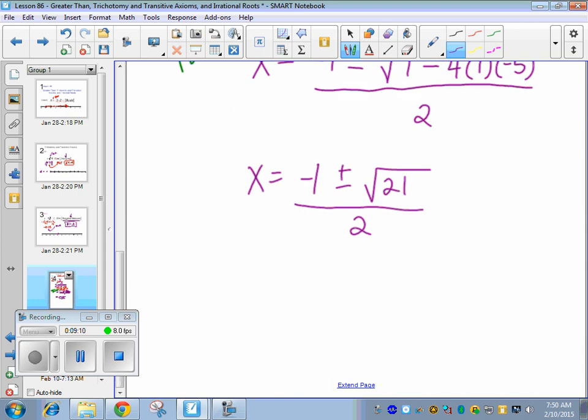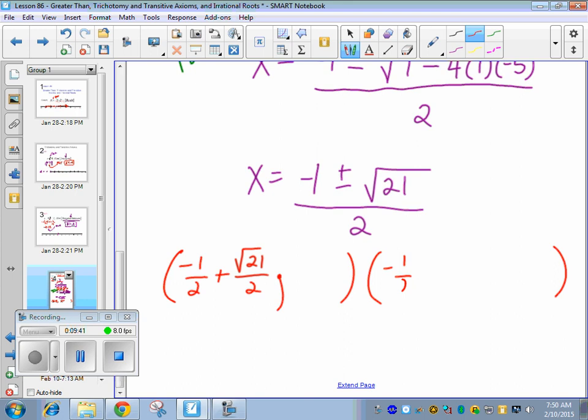Okay, you have to write these as 2 separate answers. One with the positive, one with the negative, because this is actually going to be 2 coordinate points. So the first coordinate point, and I'm going to split this up so they're both divisible by 2 here, is negative 1/2 plus the square root of 21 over 2. That's just the x part of the coordinate. So there's a plus on that side. And then this one's going to be negative 1/2. Now I'm going to do the minus square root of 21 over 2, comma, something.